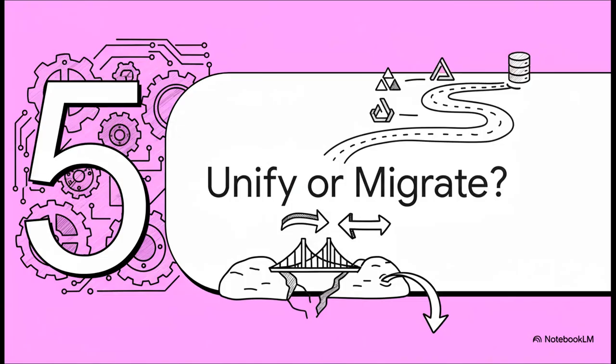And this brings us to the big strategic decision, especially for any teams out there who might have started on a Spark-centric format like Delta, but now need to support all these other engines. The choice really boils down to two paths. Do you unify or do you migrate?